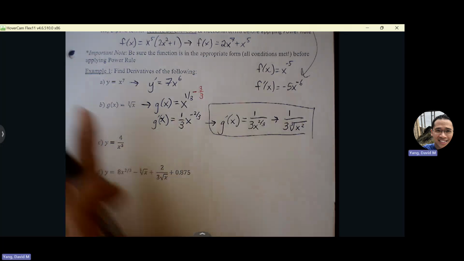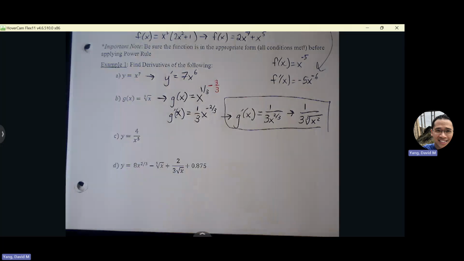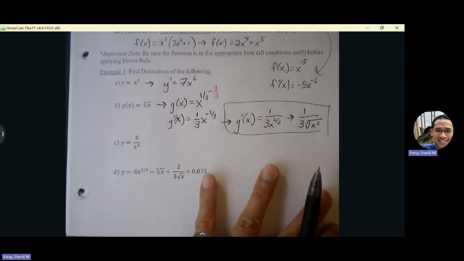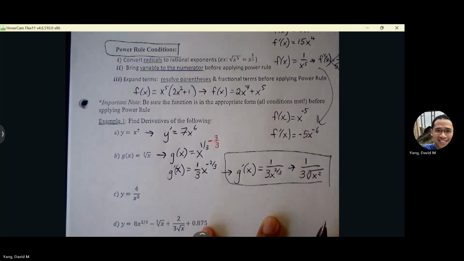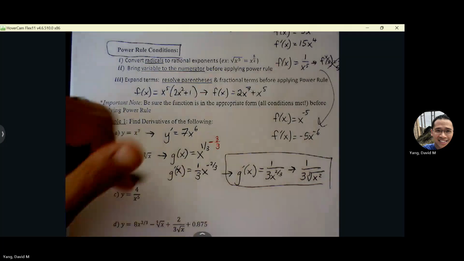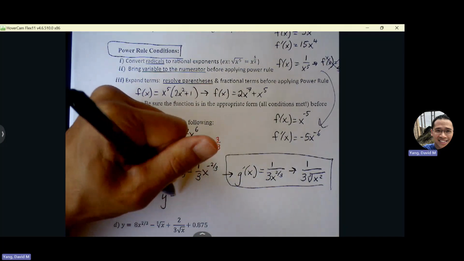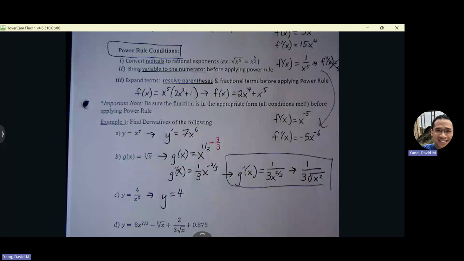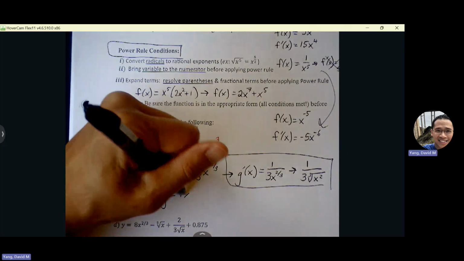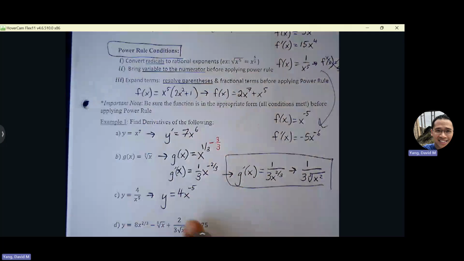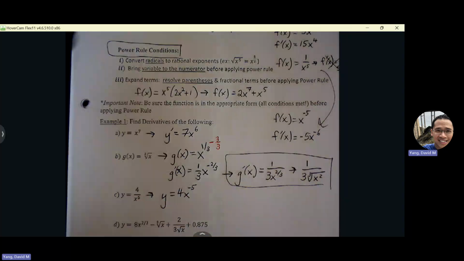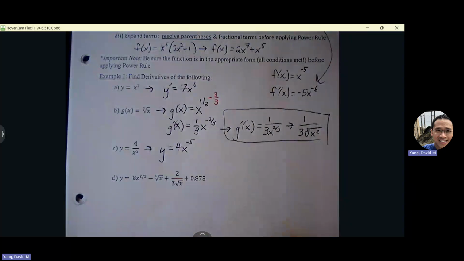Okay, part C, I want to find the derivative of 4/x to the 5th. Is there any condition that needs to be resolved if we want to do power rule? Yeah, bring that variable to the numerator. So what's a way to rewrite it? y equals 4 what? x, yeah, 4x to the -5. So this is now our new starting point before we do our derivative power rule process.